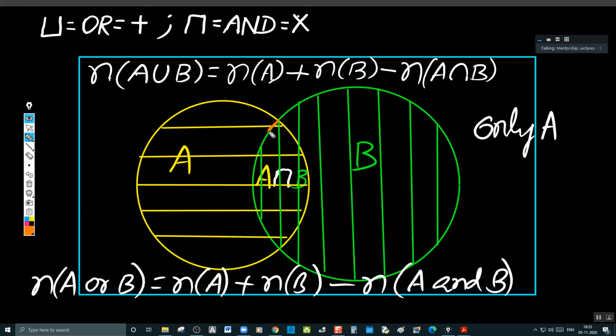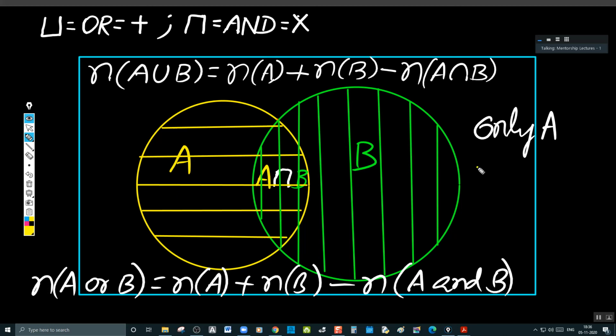This part, which is containing only yellow. I needed to draw this in fact. Only yellow, not yellow and green. No, I don't need to draw this. You will understand now. Only A is equal to only yellow.